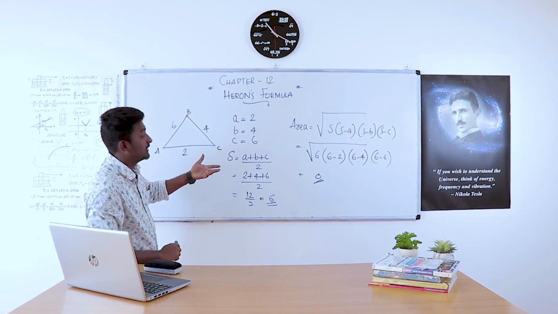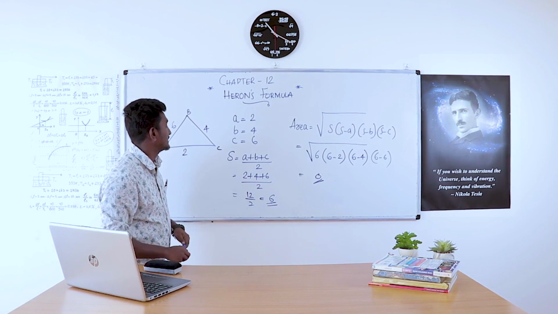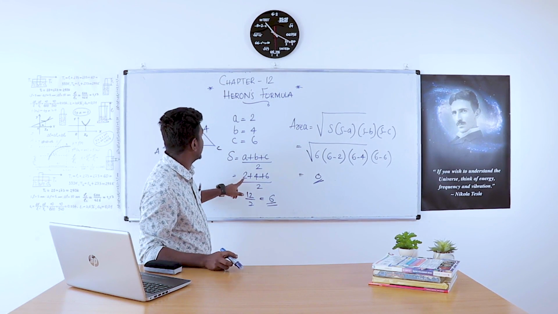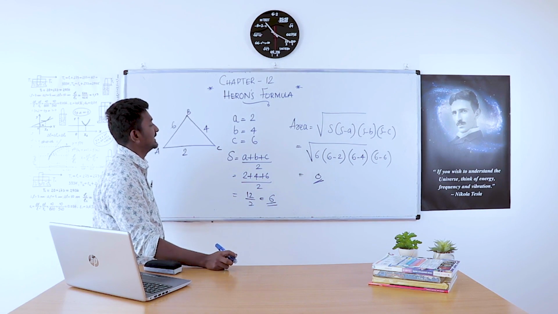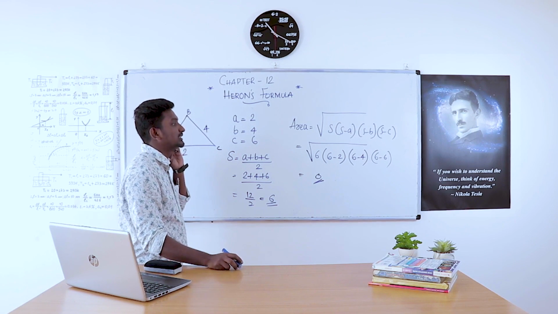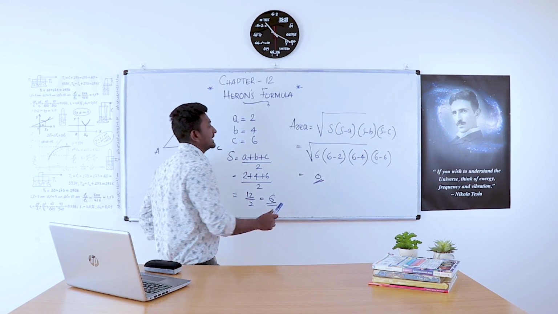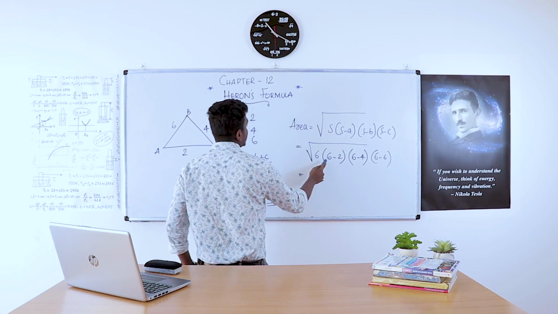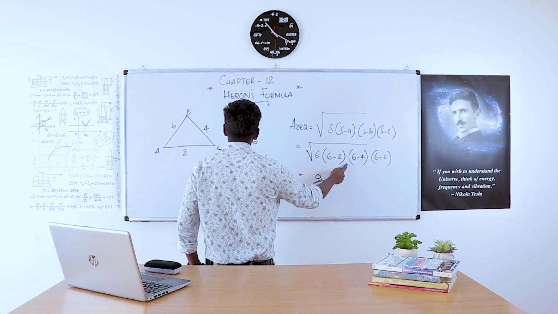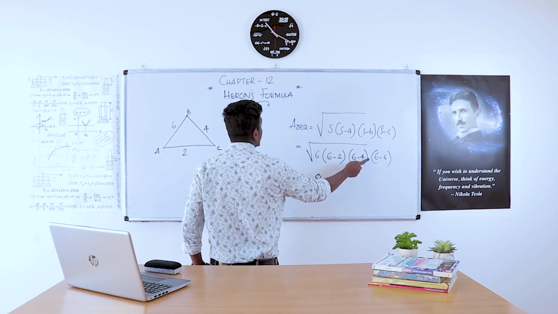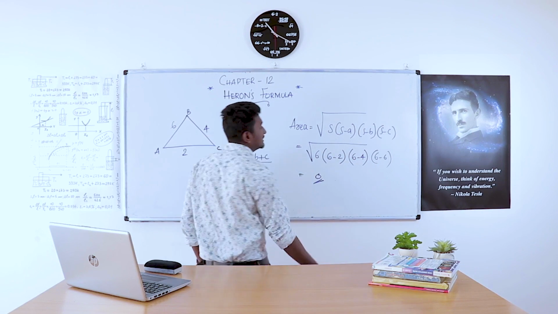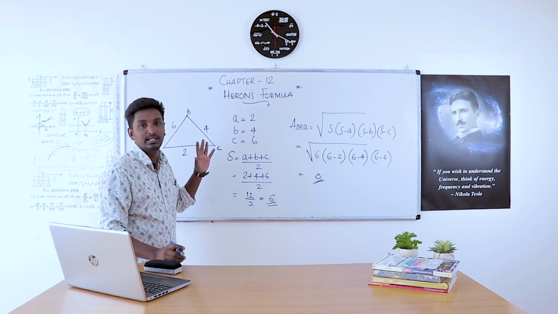Now check once more. S is equal to A plus B plus C divided by 2. That is 2 plus 4, 6. 6 plus 6, 12. 12 divided by 2, that is 6. The formula is root of S into S minus A into S minus B into S minus C. S is 6. 6 minus 2 into 6 minus 4 into 6 minus the third side, which is 6. 6 minus 6 is 0. The whole answer becomes 0.